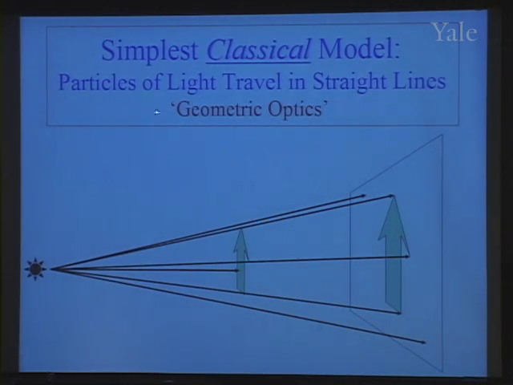So let's start with a simple model called geometric optics. It's a very nice thing. It says, okay, light's made of particles. I'll believe you. And what do particles do? Well, they probably travel in straight lines. Let's try that as a picture of what happens.